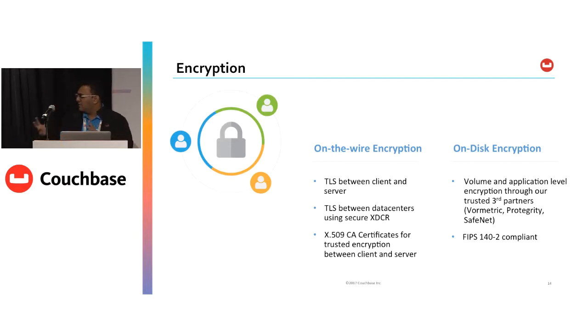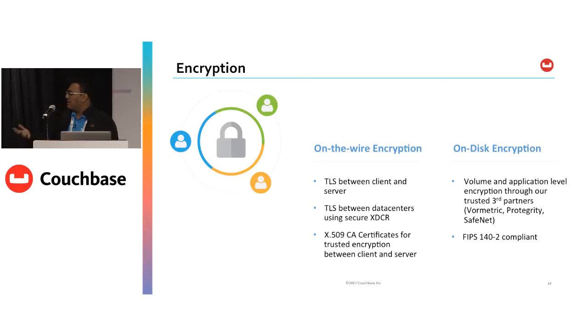Let's also look at on-disk encryption. For on-disk encryption, our strategy has been to partner with trusted third-party vendors, at least so far. We have three vendors which are certified with Couchbase, and these are Warmetric, Protegrity, and SafeNet. And with these vendors, you can achieve both volume as well as application-level encryption.